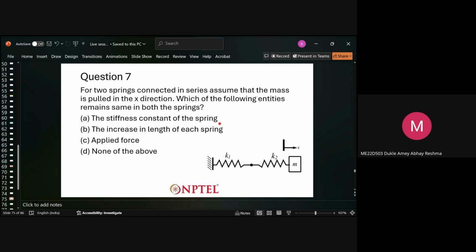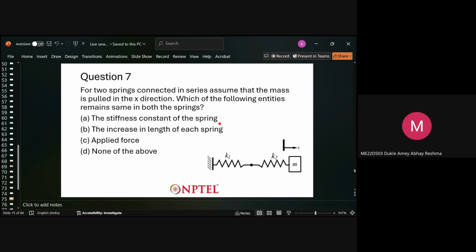So moving to the next question. The two springs are connected in series. Assume that the mass is pulled in x direction. Which of the following entities remain same in both the springs? The stiffness constant of the spring, the increase in length of the spring, the applied force, none of the above.